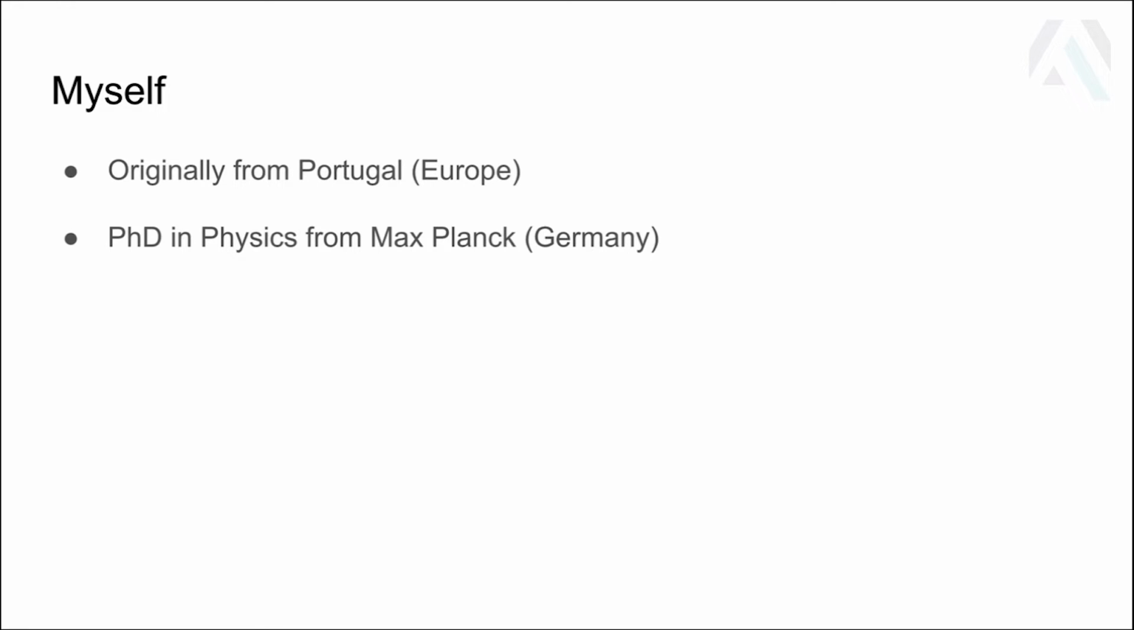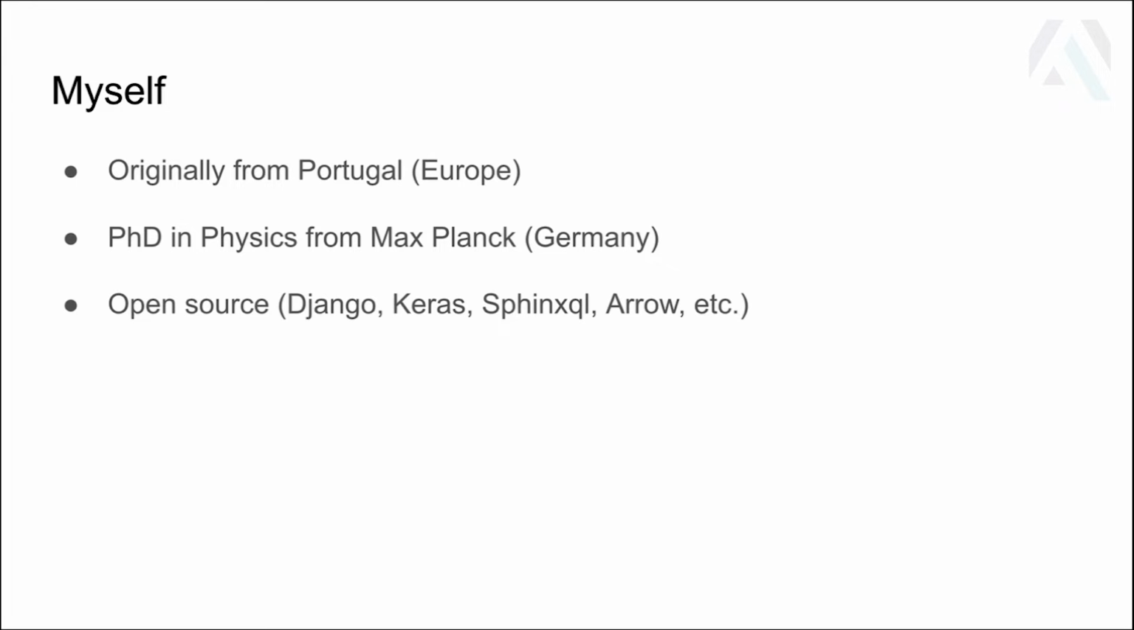A bit about myself: I'm George. I'm originally from Portugal, which is in Europe. I have a PhD in physics from a Max Planck institution in Germany. I've contributed a lot to open source for 10 years or so now, in Django, Keras, Sphinx, Arrow, and a couple of others. I'm a co-founder of Munin Data, a small startup in Denmark operating in the consulting space, in data engineering and data science, primarily for biotech and pharmaceutical companies.